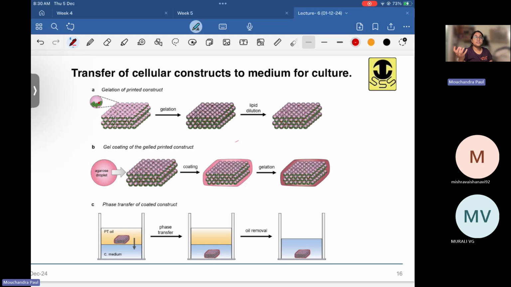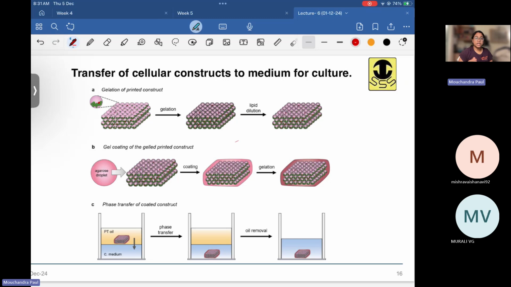The construct will smoothly pass through the oil, pass the interface of oil and culture media, and gently get placed on the surface of the well. When that happens, they just remove the topmost oil layer and add more culture media.